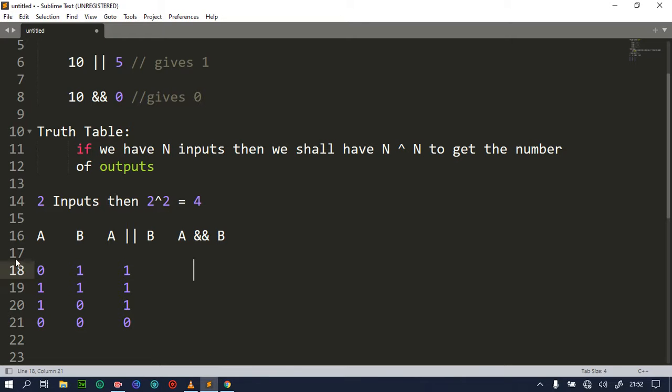So this time around, what is going to happen? We are having a false and we are having a true. It is only true when both are true.